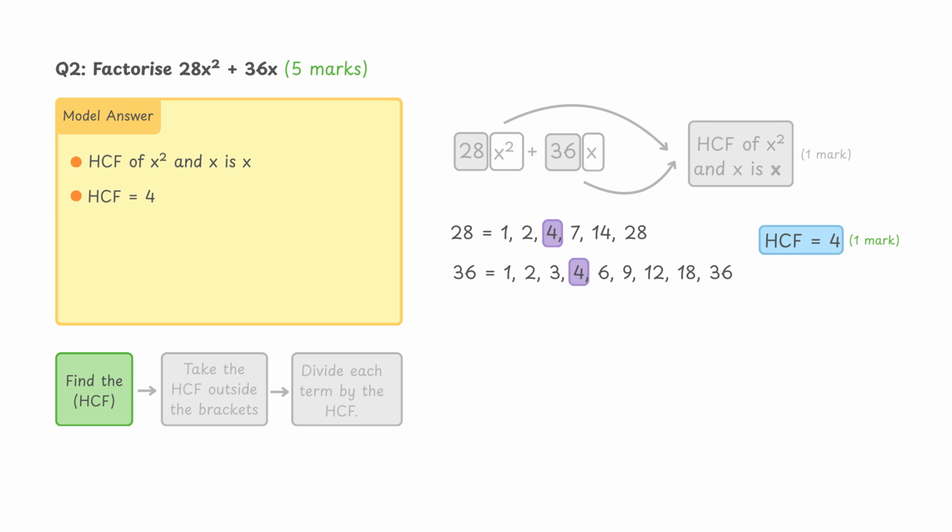So now we combine both parts. The full HCF is 4x. Now step 2, take the HCF outside the brackets. So we write 4x followed by a bracket. Now we move to step 3. Divide each term by the HCF.